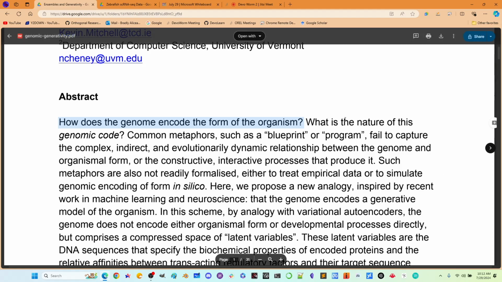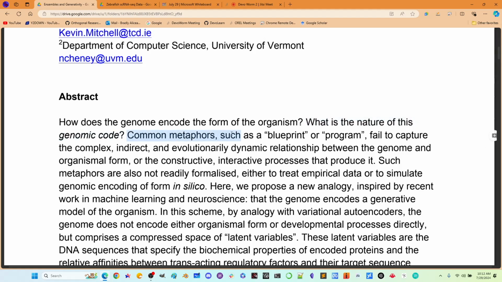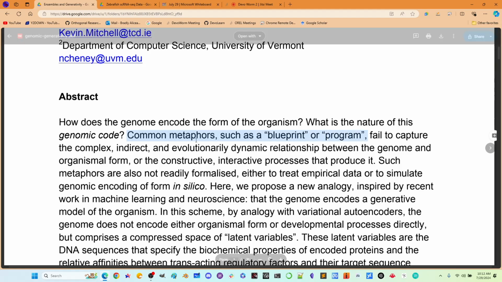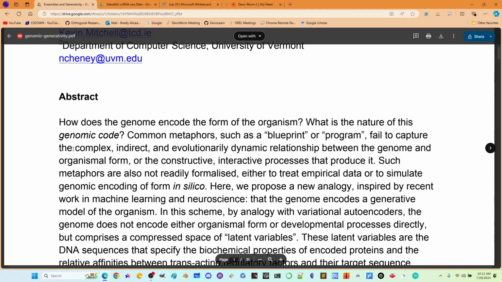So we need to understand the nature of what they call the genomic code. And a lot of people have referred to the genome as a code. And of course, that's a metaphor that's fraught with a lot of problems. So they actually speak to that here, where they say common metaphors such as blueprint or program fail to capture the complex, indirect, and evolutionarily dynamic relationship between the genome and organismal form.